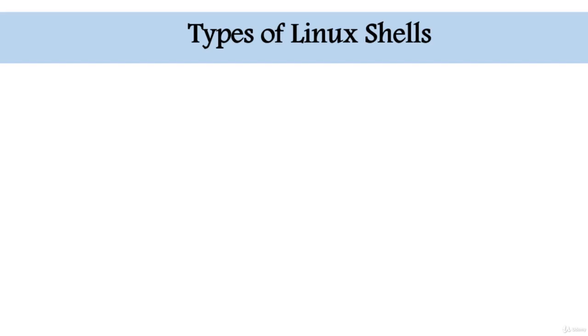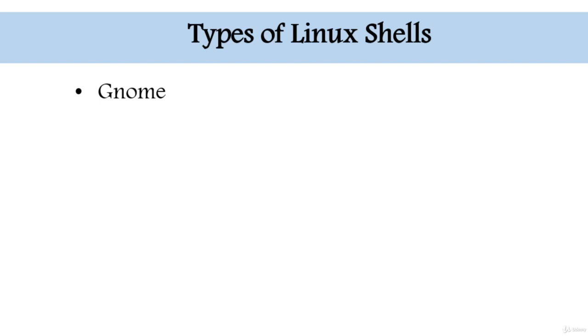Now let's talk about the different types of Linux shells that are available to us in our Linux environment. When we have a Linux machine running, what are the different shells that we could take advantage of? The first one is GNOME. If you don't know what GNOME is, it's like a graphical environment in Linux.